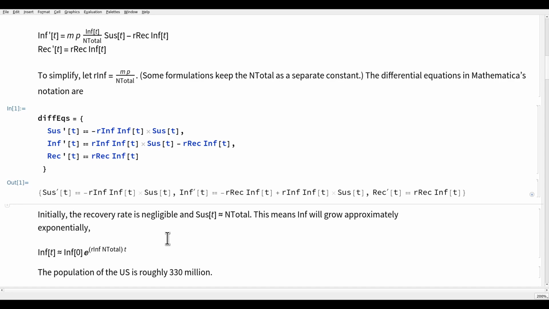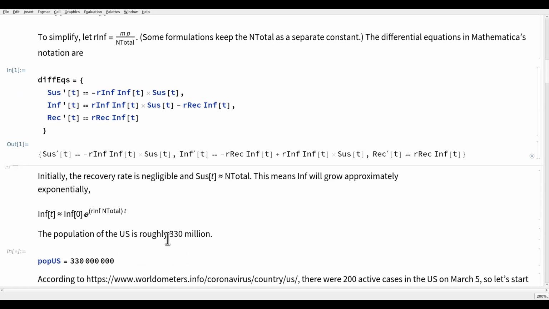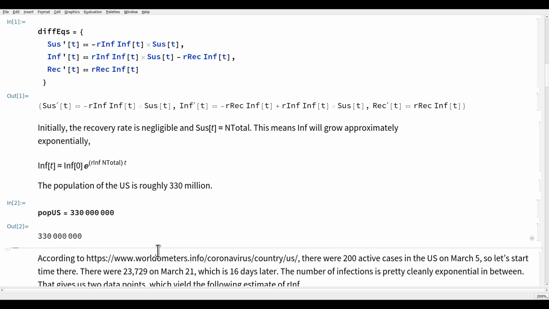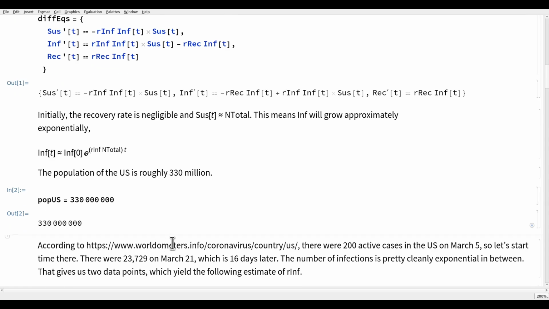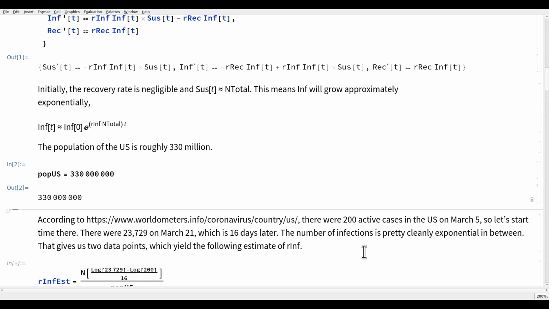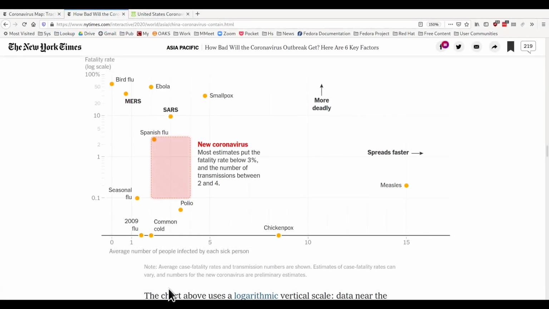Now here's where I fit this to some information that I got from the web. The population of the United States right now is roughly 330 million. So let's enter that. Now I found a website called worldometers.info, which lists a lot of numbers. And in particular, when I was working on this the other day, there were 200 active cases in the US on March 5th, and there were 23,729 on March 21st.